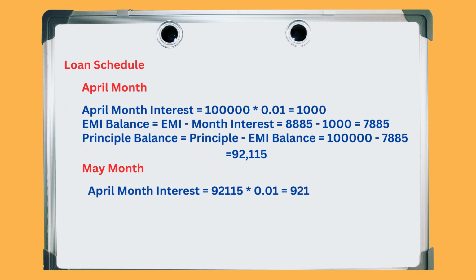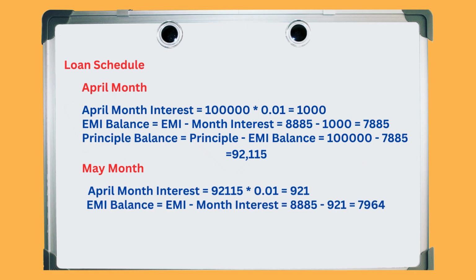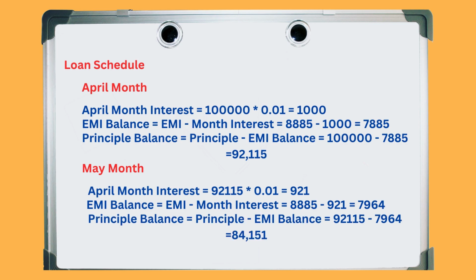So in the April month you paid interest as 1000 rupees, but in the second month, May, you have paid only the 921 rupees as the interest. So now you have to deduct this 921 rupees from the EMI 8885. You will be left with the 7964 rupees. So this 7964 rupees will be deducted again from the principal of 92,115. So by the end of paying the second EMI, the remaining balance will come around 84,151 rupees. So this is how the schedule will be going on. So after completion of the 12 months, your balance principal will become 0.